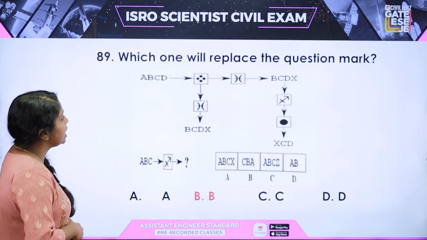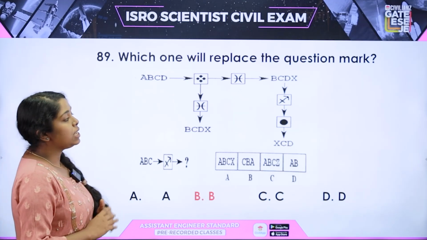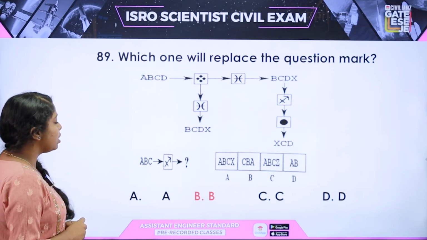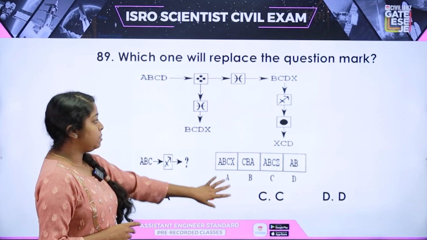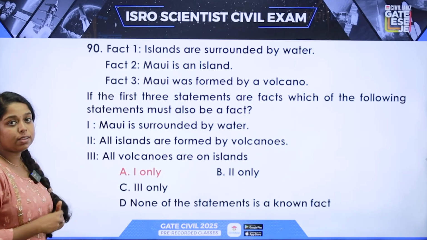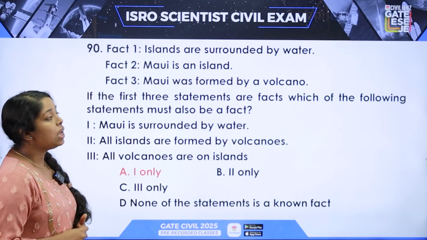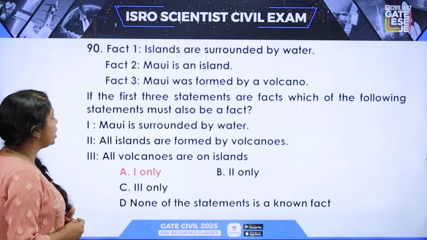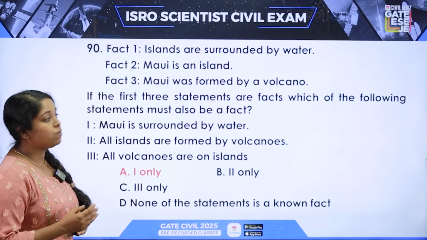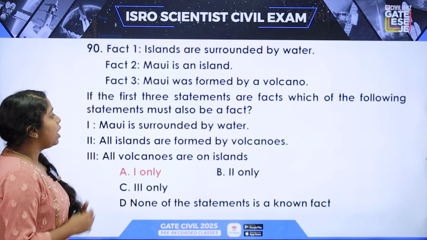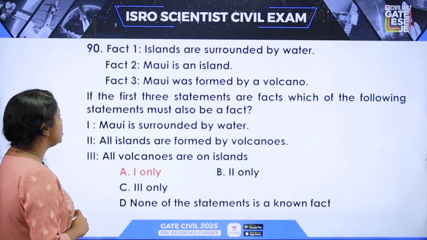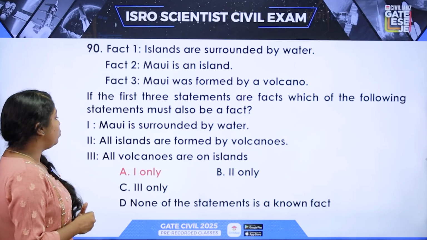Moving on to the 89th question, we have been given a sequential arrangement, and which one will replace the question mark? The option is option B. Moving on to the 90th question, we have been given 3 facts. That is, fact 1 is that the islands are surrounded by water, and fact 2 is Maui is an island, and fact 3 is that Maui was formed by a volcano. And based on these 3 facts, we need to find out that which of the given statements are true.